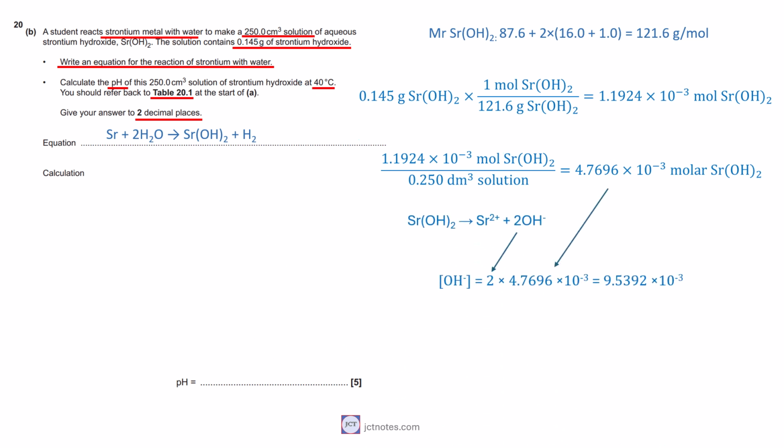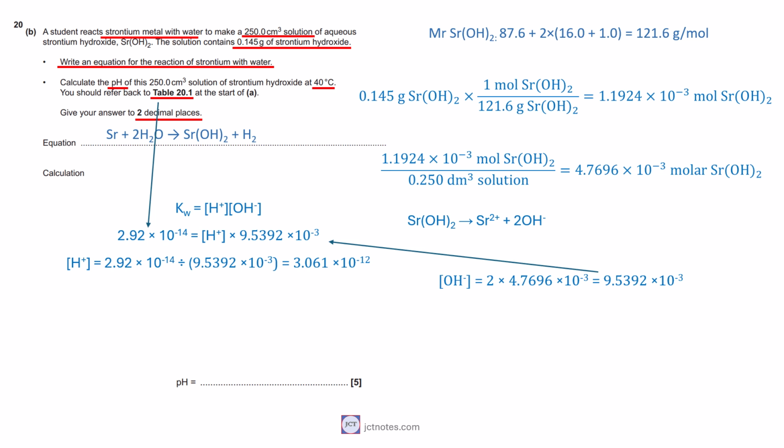It is a strong base, completely dissociating in water, and each mole of strontium hydroxide produces 2 moles of hydroxyl ions. Then, the concentration of hydroxyl ions is 9.5392 by 10 to the power of -3. Using the value of the ionic product of water from table 20.1 and this concentration of hydroxyl ions, we get that the concentration of protons is 3.061 by 10 to the power of -12. The pH is the negative logarithm of this value. Rounded to 2 decimal places, the pH is 11.51.